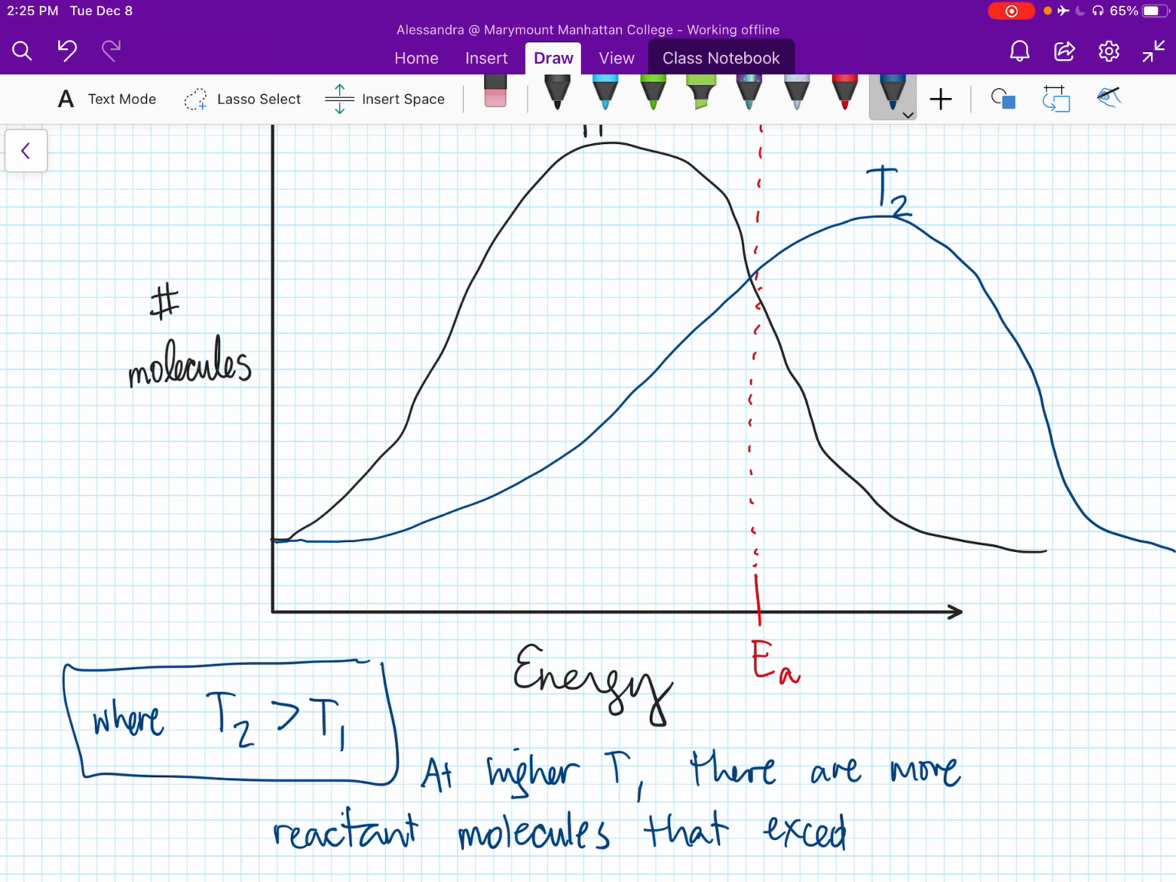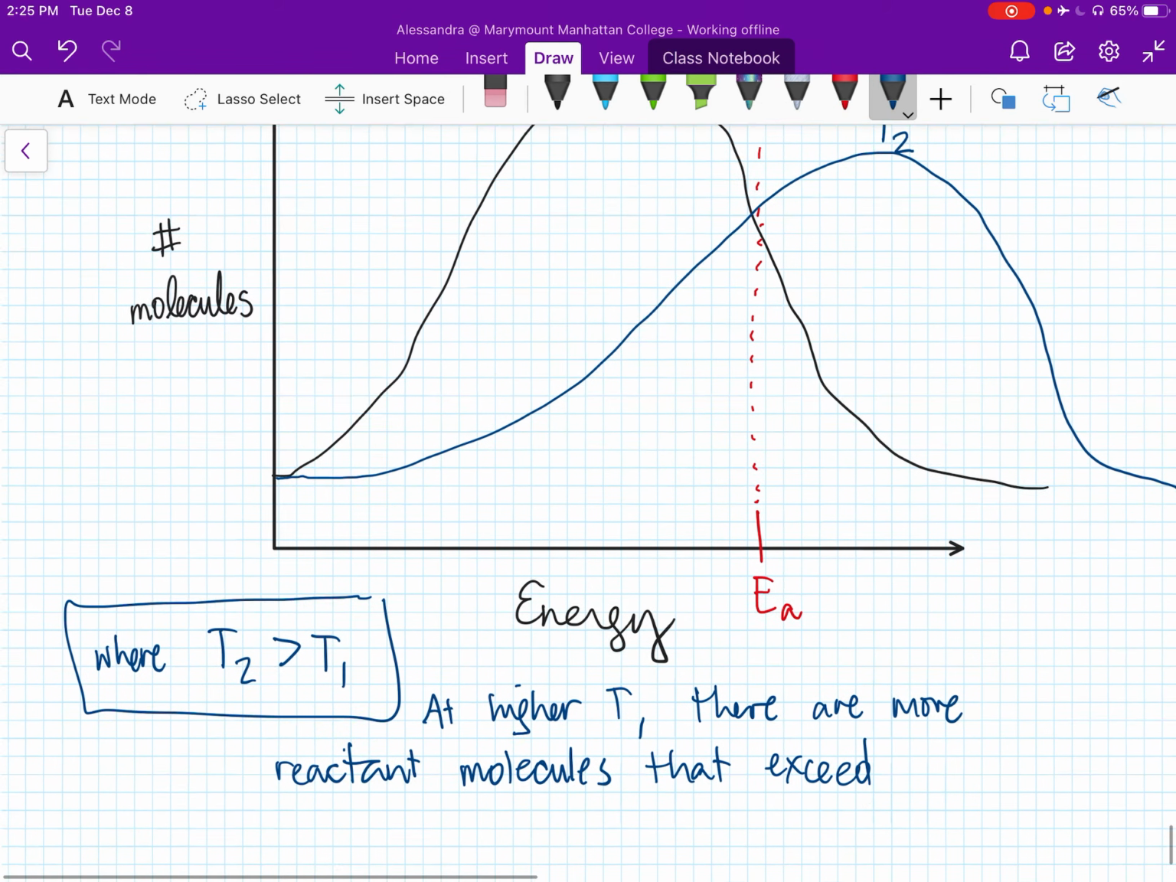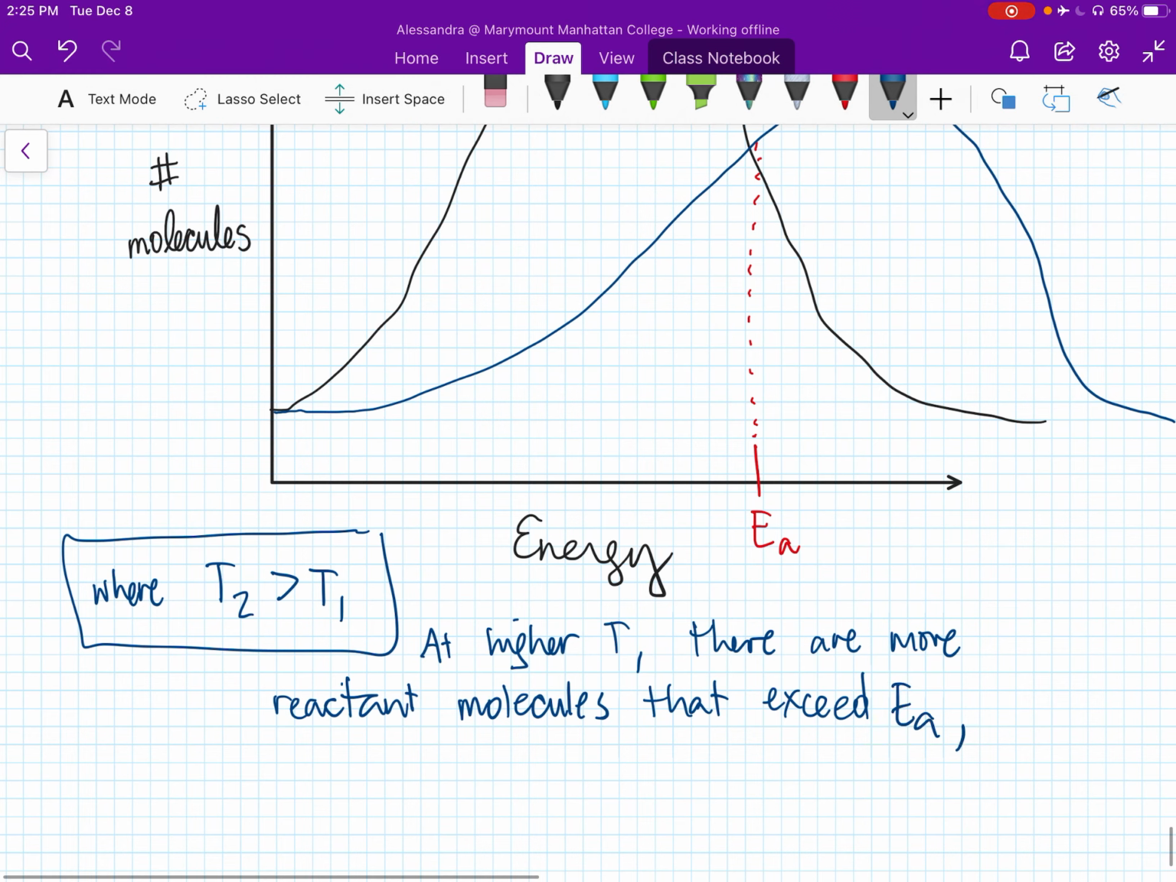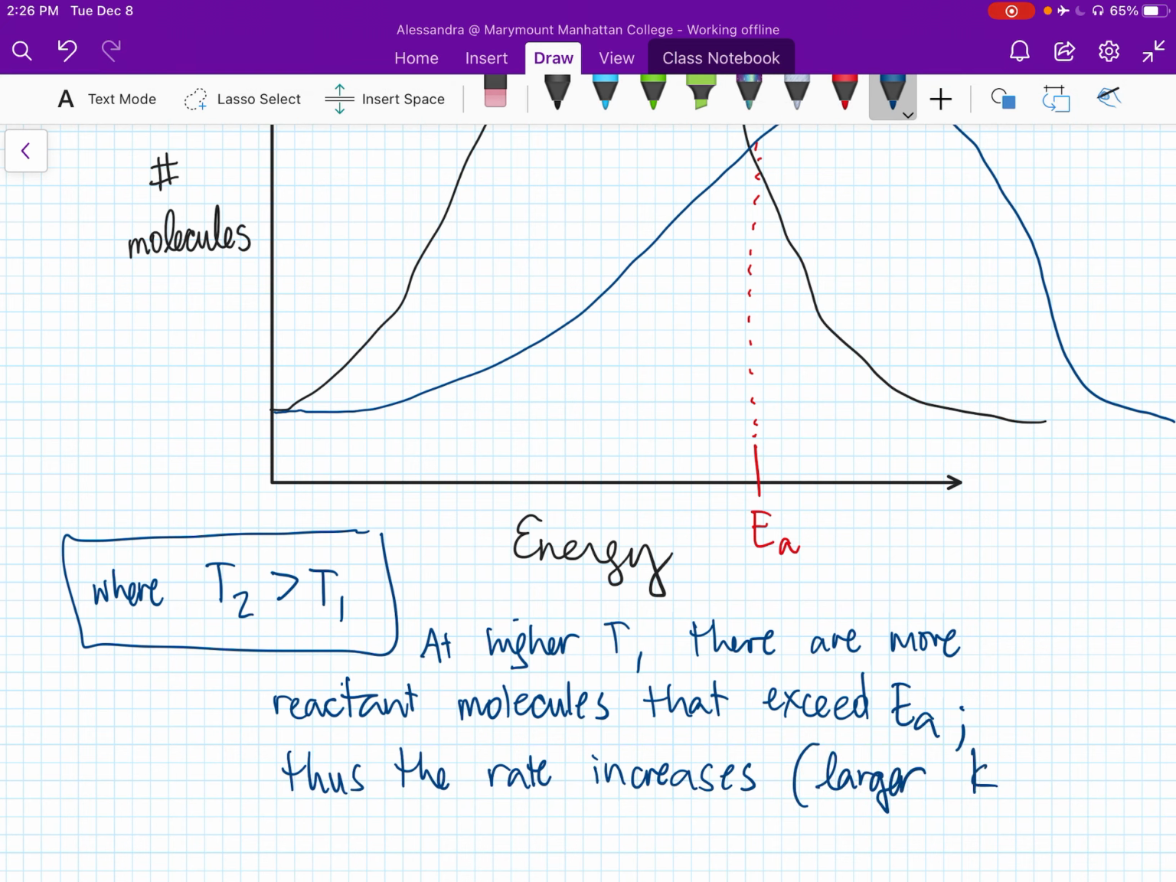If you exceed the activation energy, that's all you need to surmount the barrier on the way from reactants to products. And thus, the rate of the reaction increases. Mathematically, what this means is that you have a larger rate constant K. In the next lecture, we will take these concepts and develop an equation to make it quantitative so we can see the relationship of the rate constant and temperature.